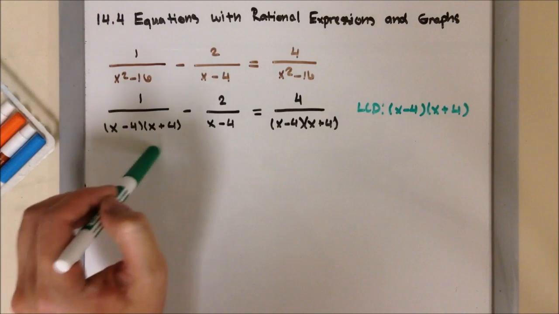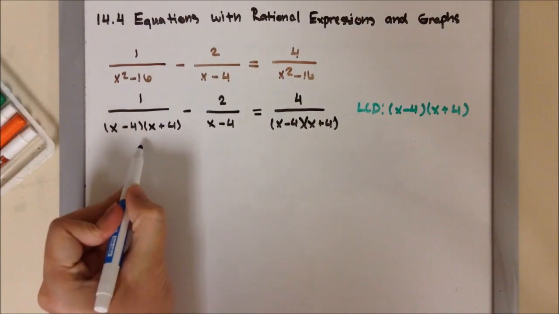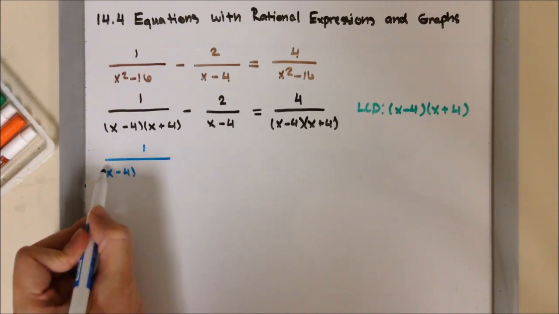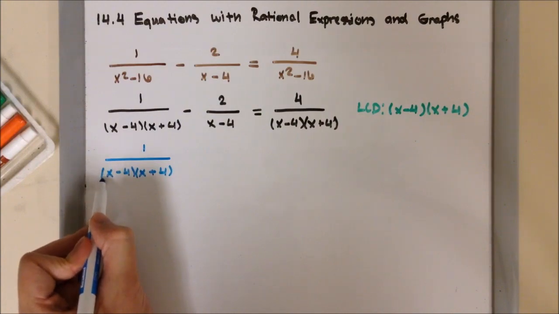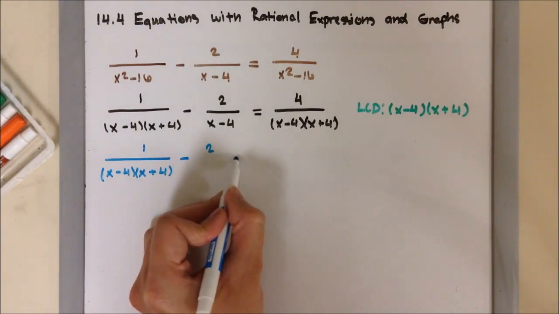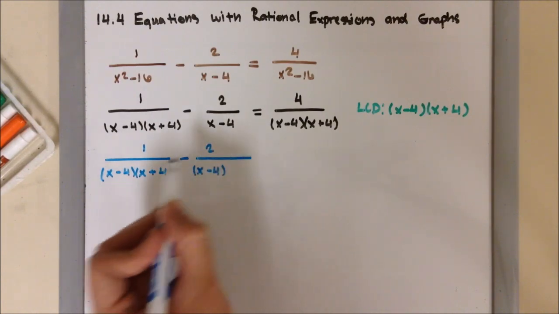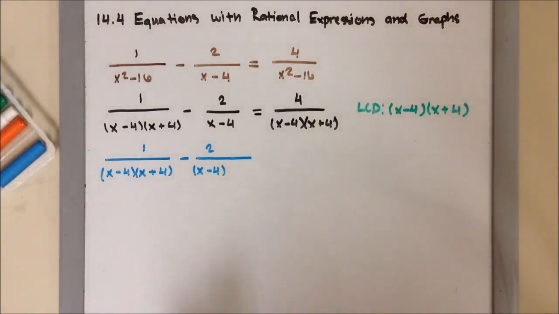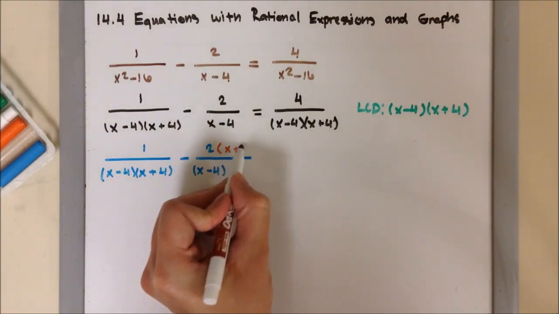The first fraction has both factors from the LCD, so it will stay the same. Let's write the first fraction. It doesn't change. So x minus 4 times x plus 4. Now the second fraction only has the x minus 4. Put that in parentheses. The only thing that's missing is the x plus 4. So I'm going to multiply the numerator and the denominator by the missing factor, x plus 4.